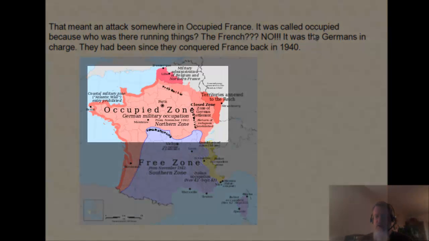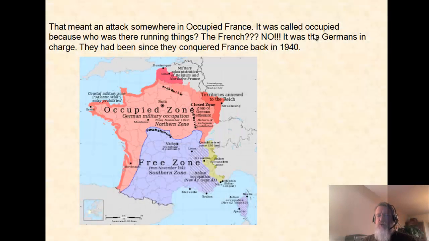Now, this meant an attack in occupied France. Now, yes, France had been split up. You see, the pink part was called the occupied zone. That was a part controlled directly by the Germans. And the blue part, Vichy France, was called the free zone. They weren't exactly totally free, but they had some control. So the idea was to attack the Germans where they were and begin to push them out.